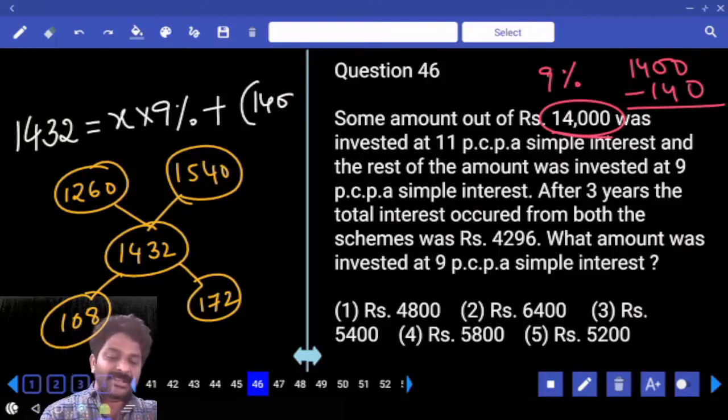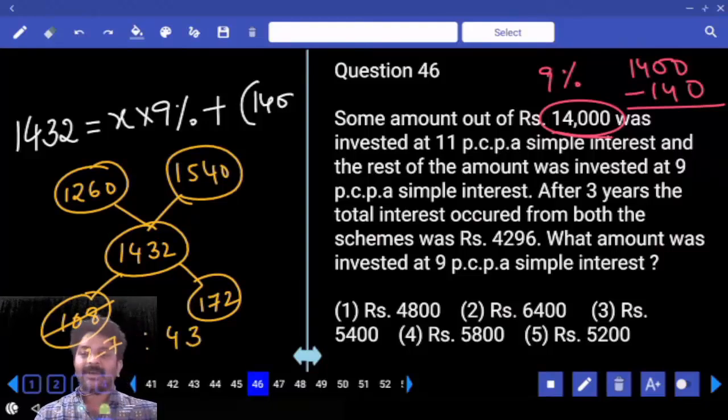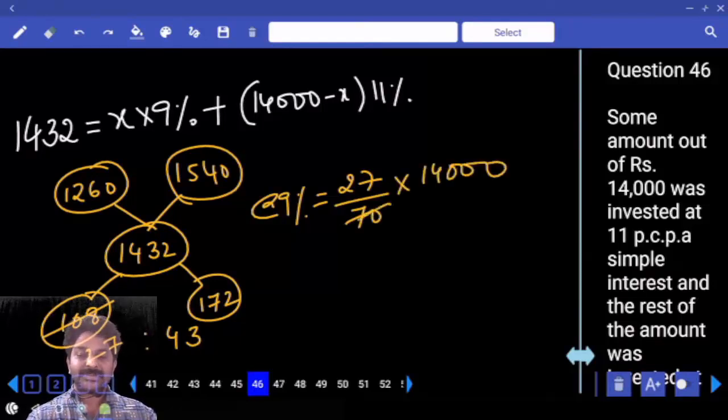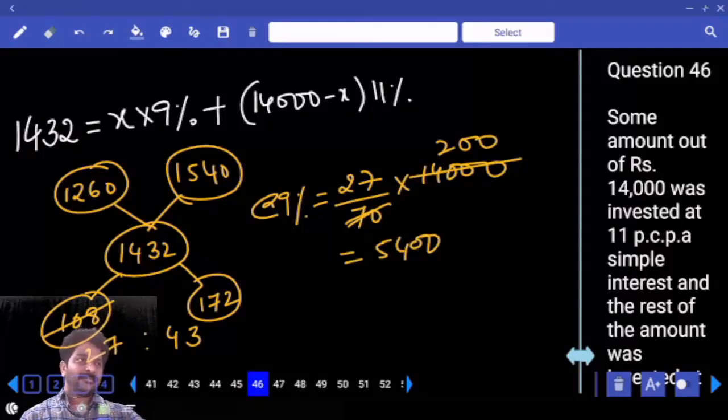So now cancellation. Cancellation with 4. 2 times. 7 times. 4 times. 3 times. So your 14,000 must be divided in the ratio 27:43. So now at the rate of 9% per annum, there are 27 parts out of 70 into 14,000. 70, 200 times, answer 5,400. This is allegation mixture. There is one more beautiful method, reverse method.